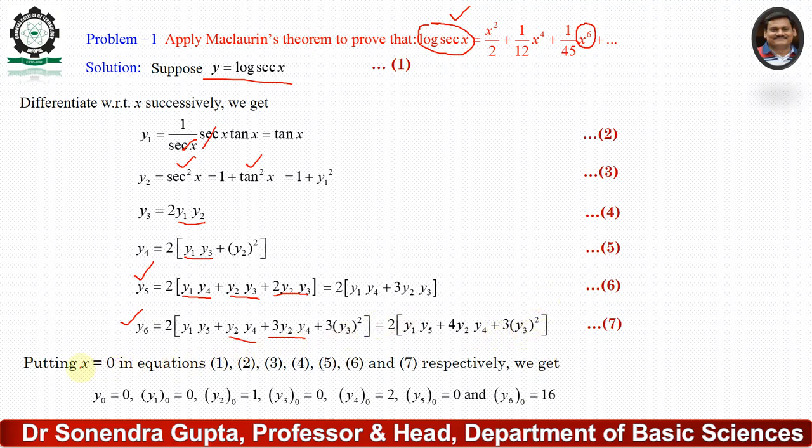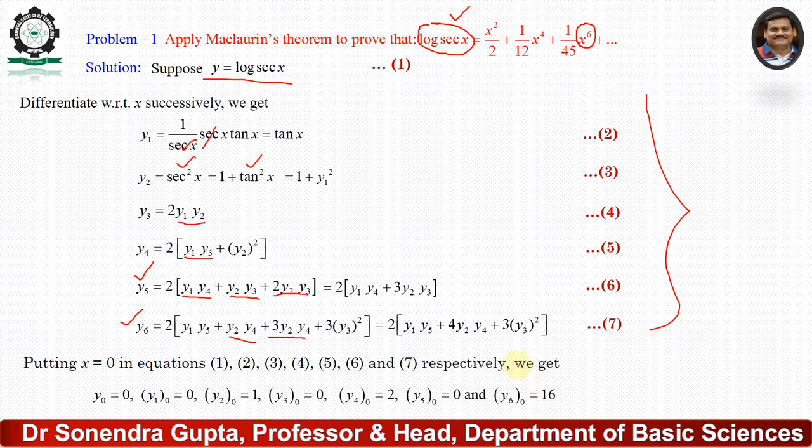Now putting x equal to 0 in all these equations, we get y0 equal to 0, y1 of 0 equal to 0, y2 of 0 equal to 1, y3 of 0 equal to 0, y4 of 0 equal to 2, y5 of 0 equal to 0, and y6 of 0 equal to 16.